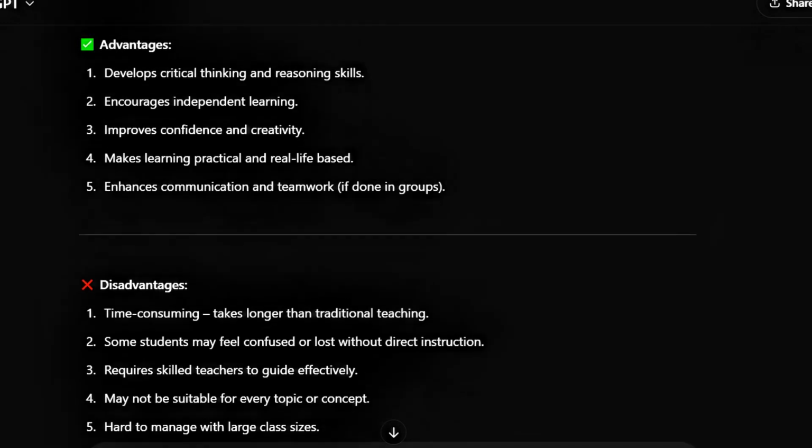Disadvantages: 1. Time-consuming. Takes longer than traditional teaching. 2. Some students may feel confused or lost without direct instruction. 3. Requires skilled teachers to guide effectively. 4. May not be suitable for every topic or concept. 5. Hard to manage with large class sizes.